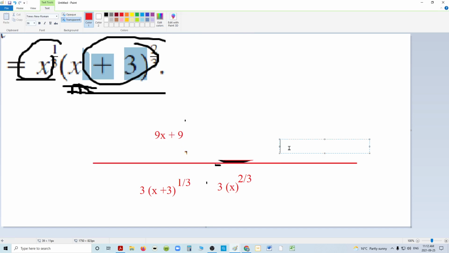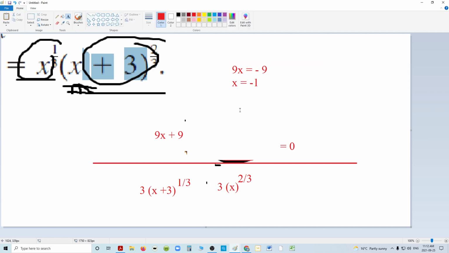Now, this is my first derivative. When I set it equal to 0, I get 9x plus 9 is equal to 0, or 9x is equal to minus 9, or x is equal to minus 1, which means I'm going to have a max or a min when x is equal to minus 1.